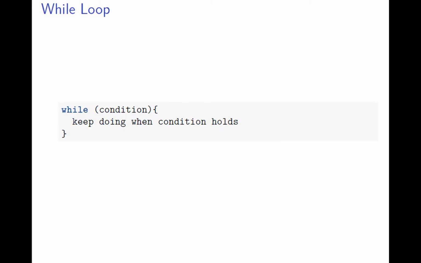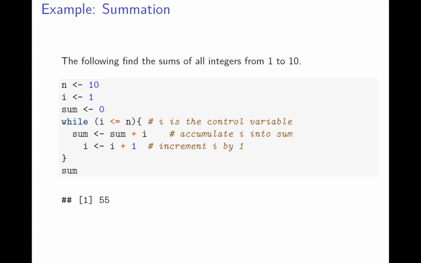So let's see an example. While, bracket, a condition, and then you keep doing it. This is the while loop. The syntax is very simple. Let's see it for example.